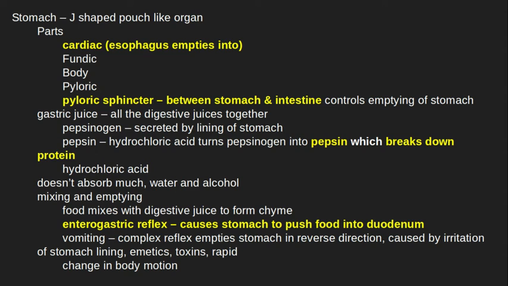In your gastric juice, this is all the digestive juices together. Pepsin: this is hydrochloric acid turning pepsinogen into pepsin, which helps break down protein and stuff like that. The stomach doesn't absorb much, just water and alcohol. It helps with mixing and emptying. So food mixes with digestive juice to form chyme. The enterogastric reflex causes the stomach to push food into the duodenum.